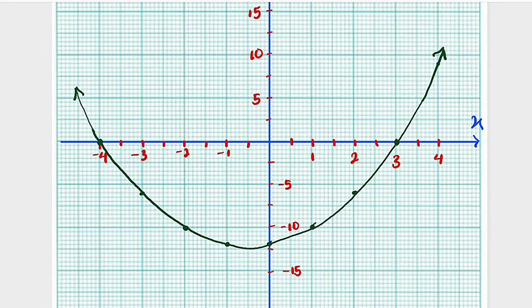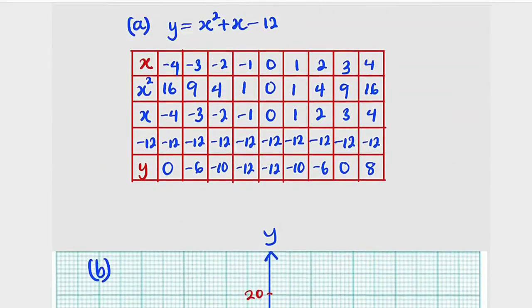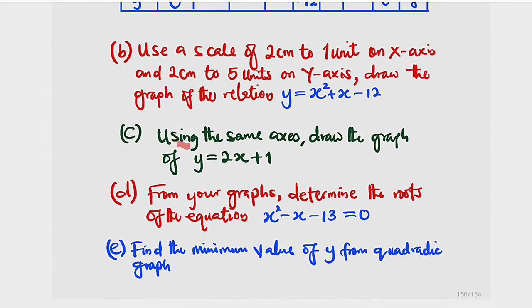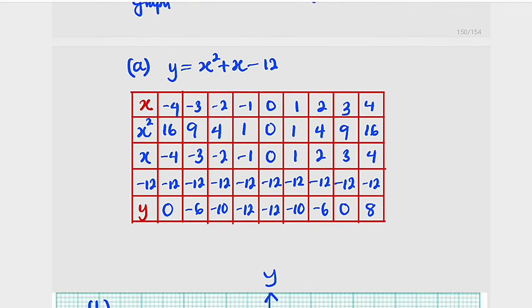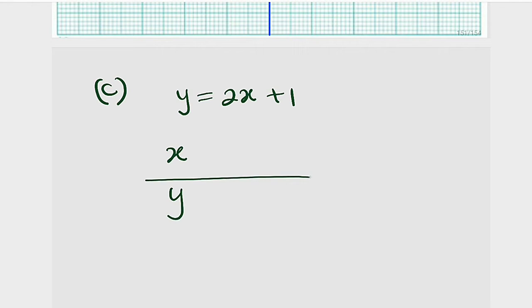So we have successfully constructed the graph of this function. Then next, using the same axis, that is on the same graph, draw a graph of y equal to 2x plus 1. So that is our next target. So the C part, we are asked to construct the graph of y equal to 2x plus 1. We have x, we have y here.